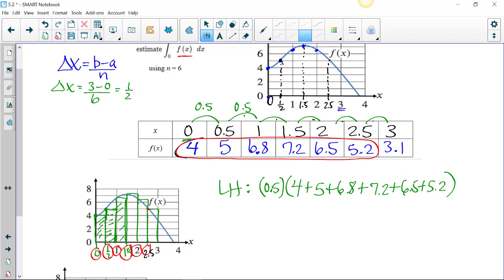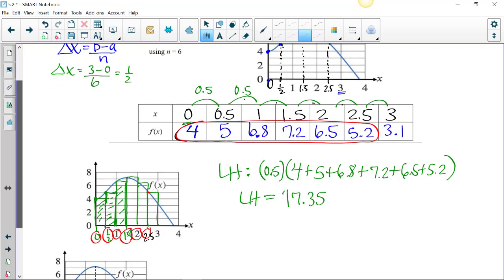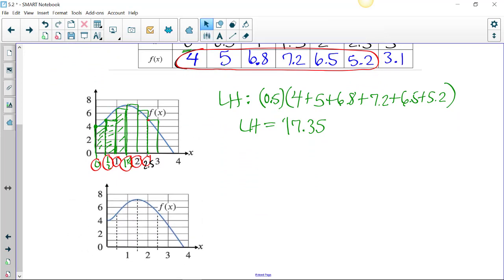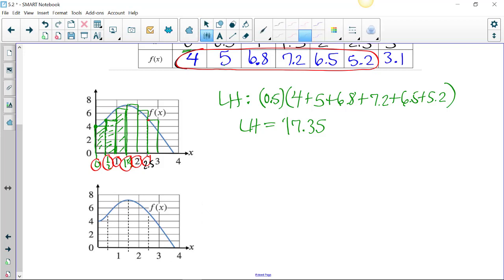Okay, so my left-hand sum comes out to be 17.35 for the area. Okay, so let's do the right. Basically, where are we starting? We're starting at my first interval on the right, here is the 1/2 or the 0.5. That's where I go up and then draw the rectangle. So it's where the right corner intersects.